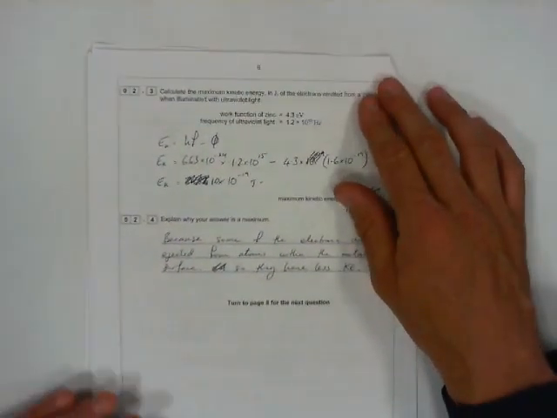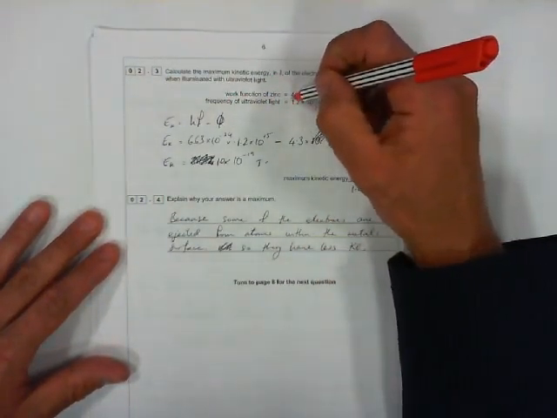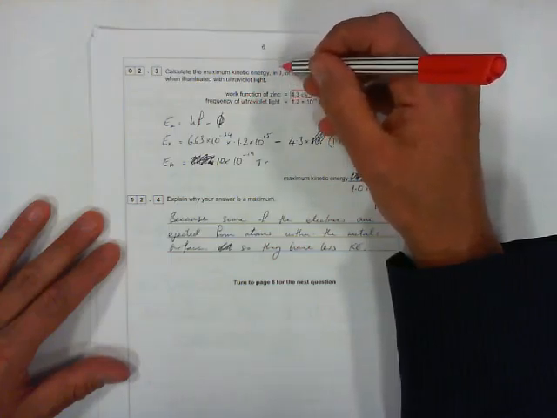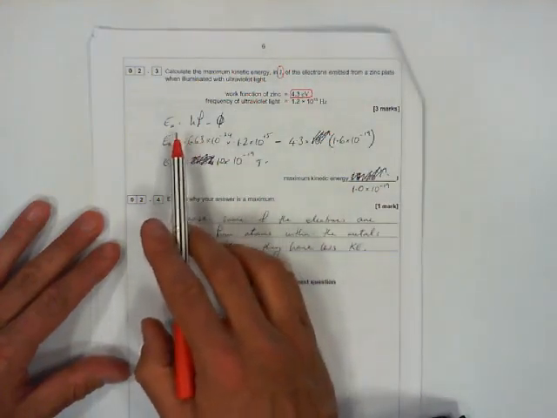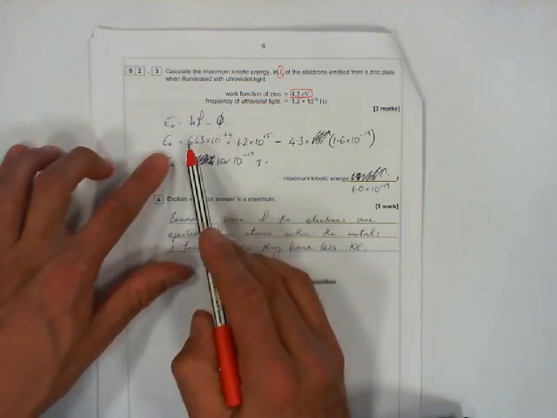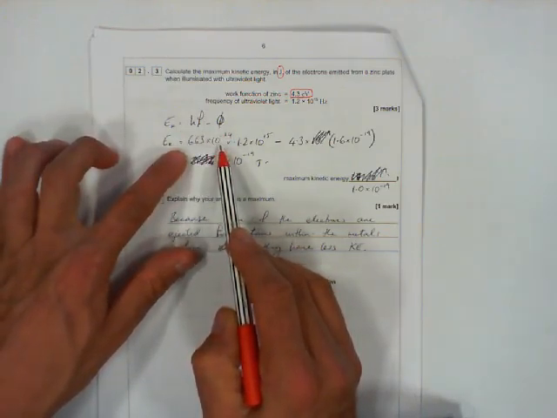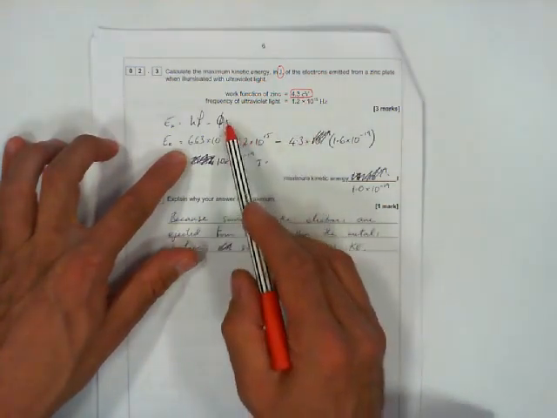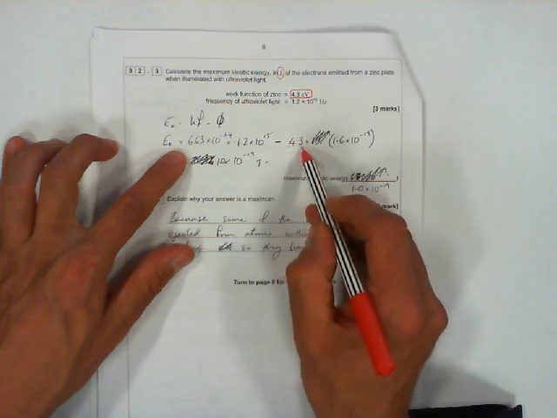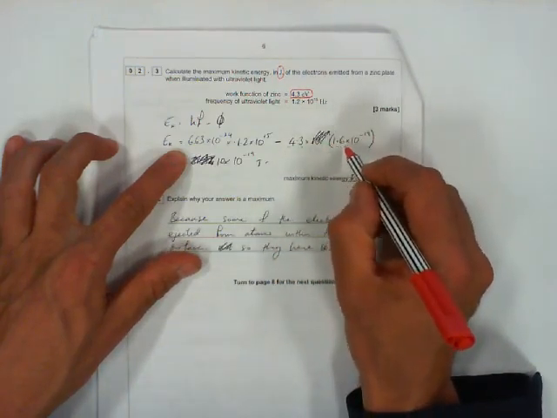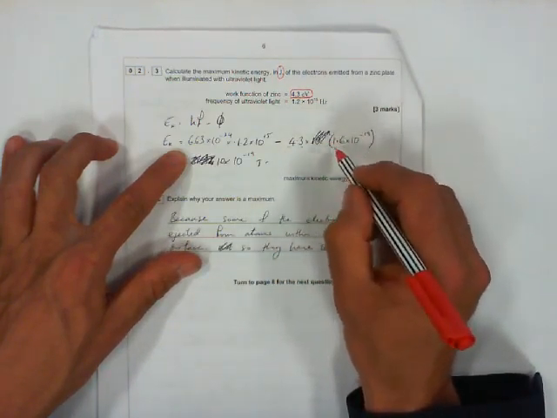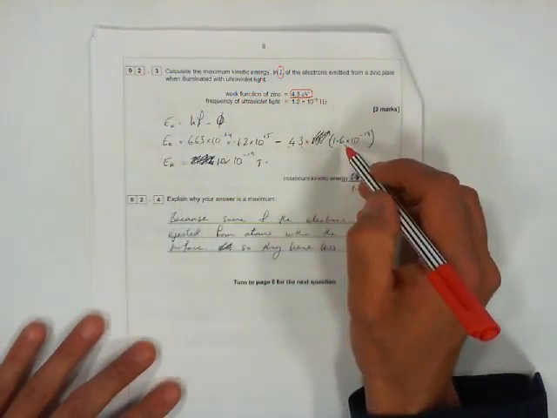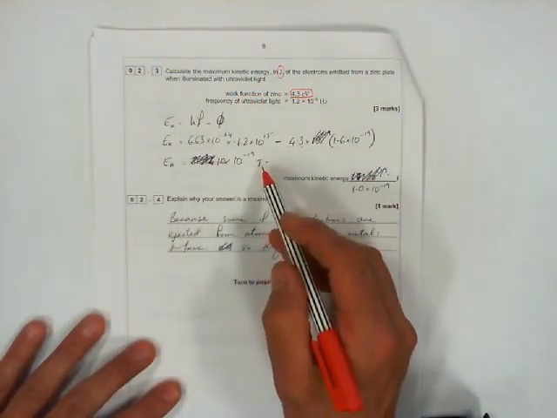Then it asks us to calculate the kinetic energy of the electrons emitted from a zinc plate when illuminated with the ultraviolet light. It gives us the work function in electron volts, but it wants the answer in joules. So EK equals hf minus the work function. We know Planck's constant from the formula sheet. We know the frequency, 1.2 times 10 to the 15, and we just have to turn this work function into joules, which is 4.3 times 1.6 times 10 to the minus 19. That's the conversion for electron volts to joules. That comes out to 1 times 10 to the minus 19 joules.